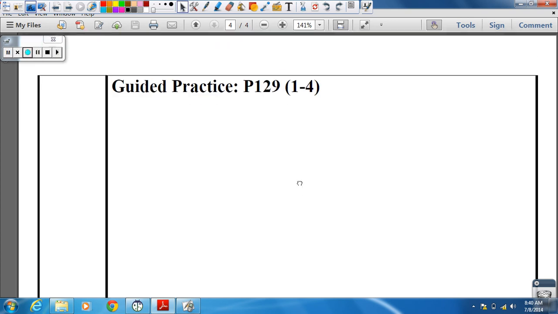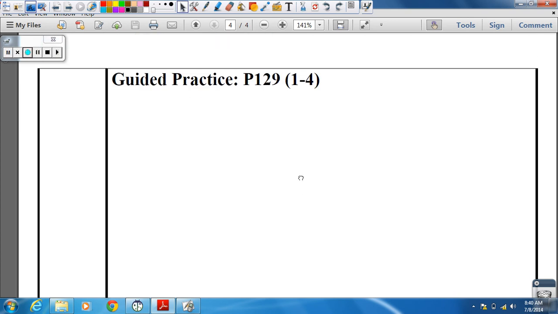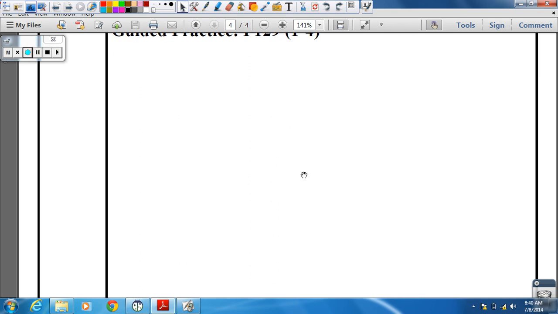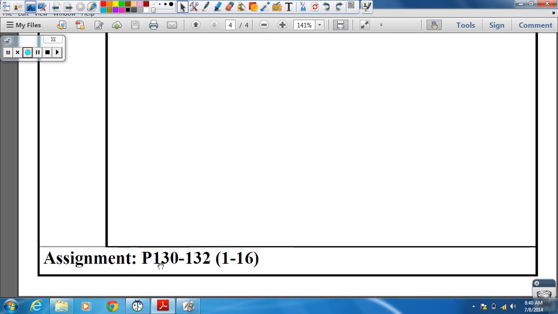Go ahead and pause so that you can do guided practice, page 129, 1 through 4. And then your homework assignment that matches with this is pages 130 through 132, 1 through 16.